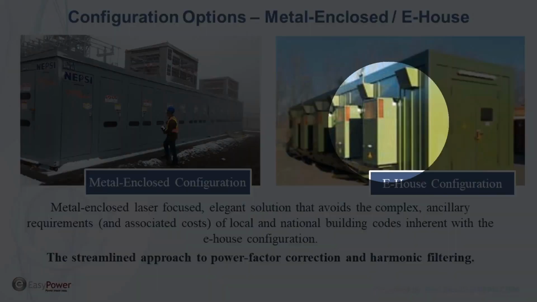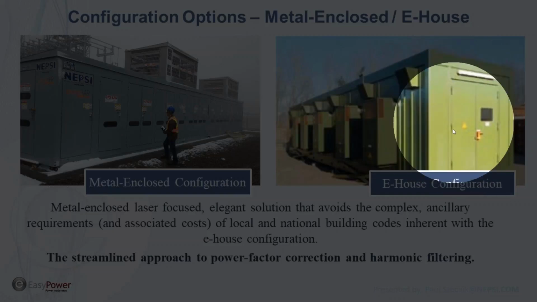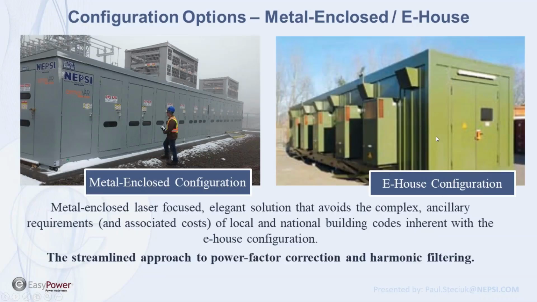There's only one or two access doors, as you see here, and this is one of the major drawbacks to an E-house solution: there's only one or two exits. And I say exits, and that's a key point also, is that an E-house solution has exits, and it means that people can go inside, which means that the E-house has to be built according to local and national building codes, and that makes the specification of that type of harmonic filter that much more difficult.